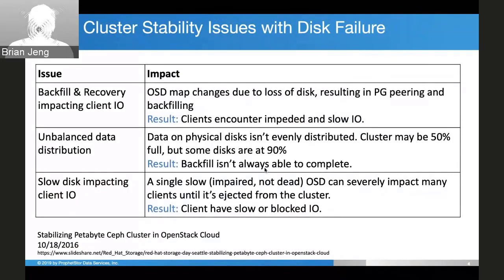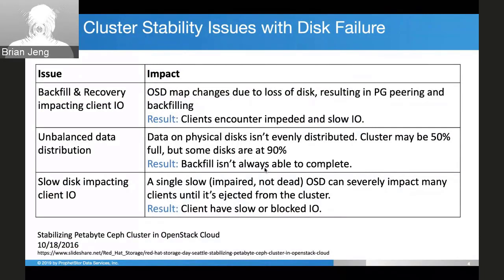The second issue was that the data distribution wasn't balanced. The cluster had no visibility of the underlying disk capacities. So if you had different capacity disks in your cluster, some disks might be at 90% while the cluster was only at 50% full. And then the user wouldn't know until one day the OSD just couldn't be written into anymore because it was full.